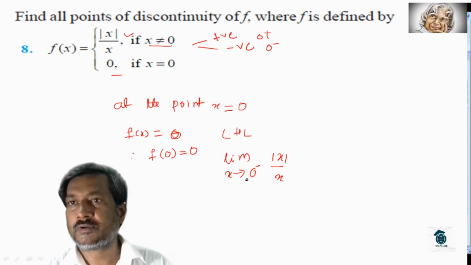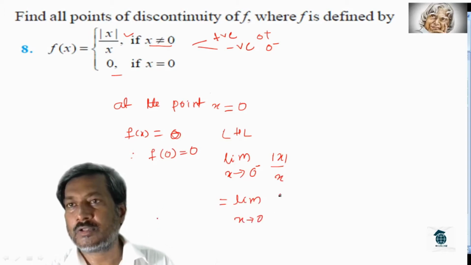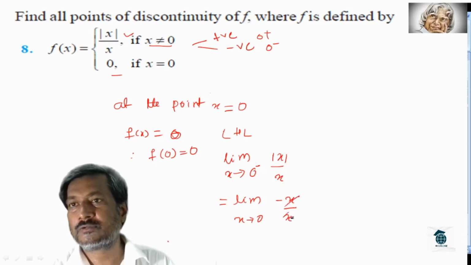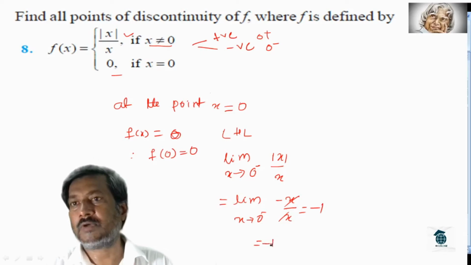So observe here, for negative value, that is modulus of x for negative value, this equals limit x tends to 0, modulus of x becomes minus x divided by x. So therefore these two get cancelled, this equals minus 1. So for 0 minus it is equal to minus 1.